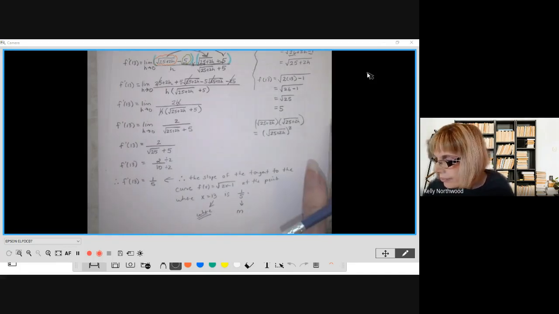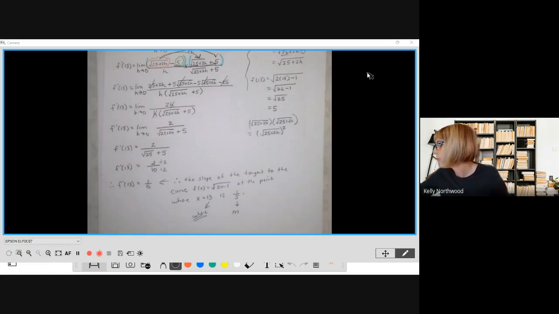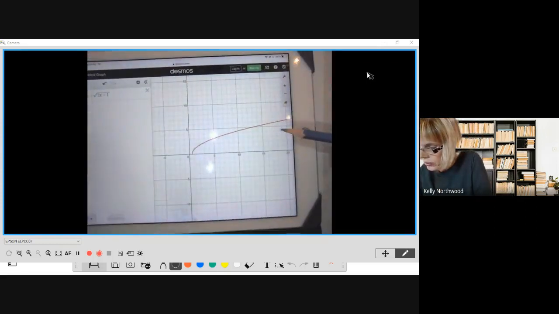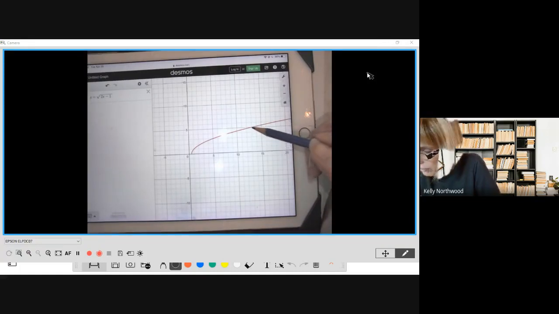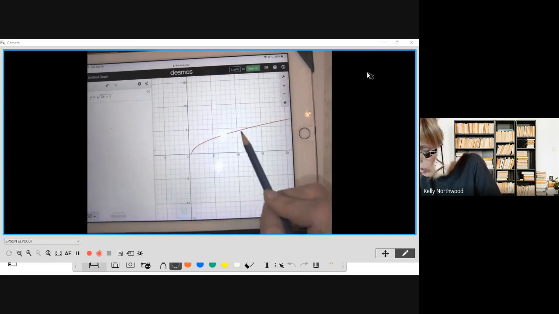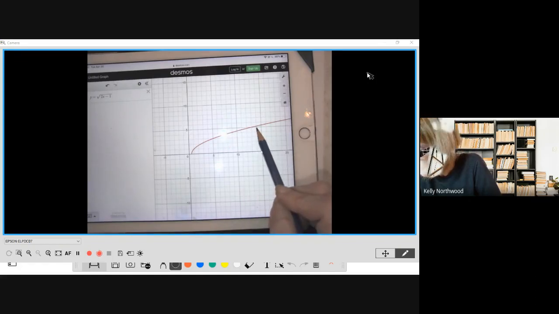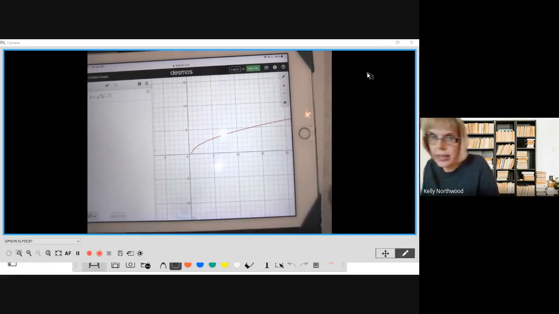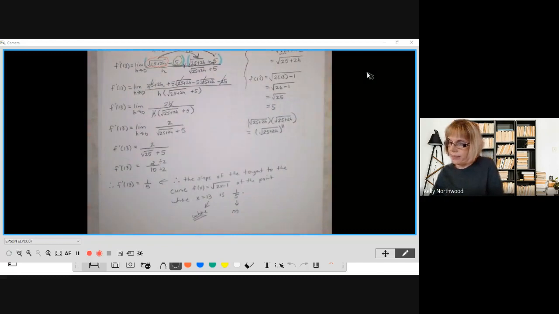Any questions for that one? If we have some people still copying, I'm just going to put this one onto the Desmos so you can see it as well. So if you look at this one, the point where x is 13 is right here. So there at 13.5, there's my point. And then my slope is positive 1/5, which would mean go over 1, 2, 3, 4, 5, and up 1. So it's going to be a nice gentle slope. The tangent is positive, which makes sense.